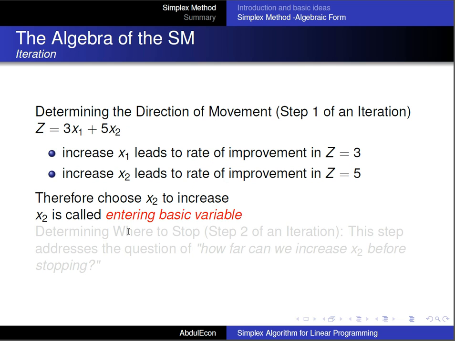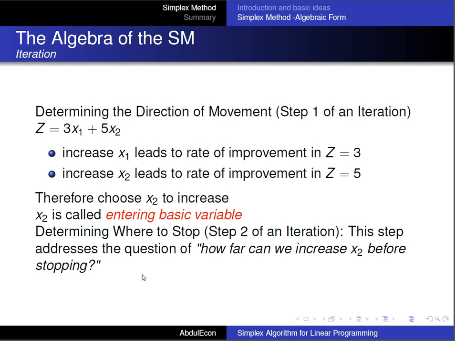So we increase x2 from 0 because this decision variable was 0. As we increase, it changes status from non-basic to basic variable. So now it becomes the entering basic variable. Okay, so that's half the iteration. We pick x2, but which variable is going to replace it?